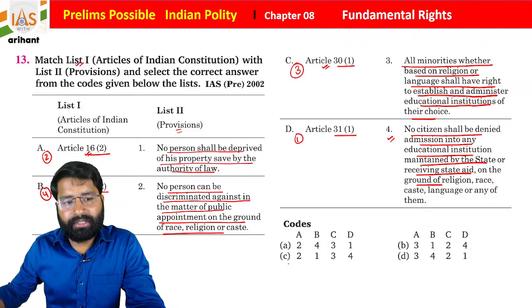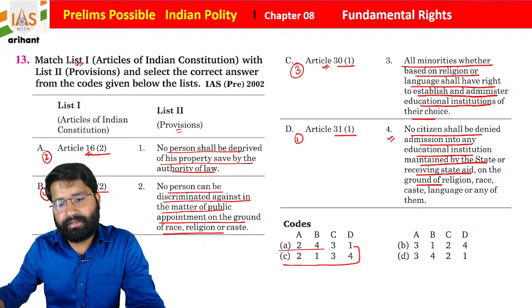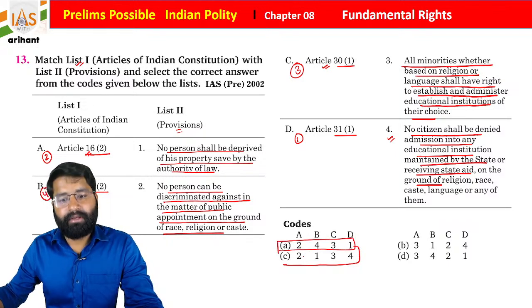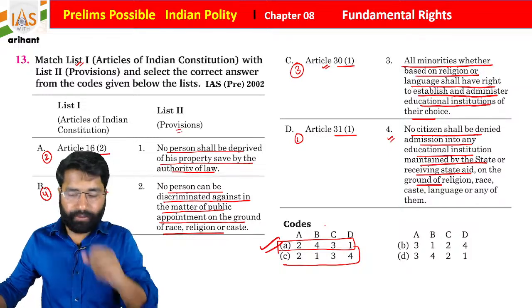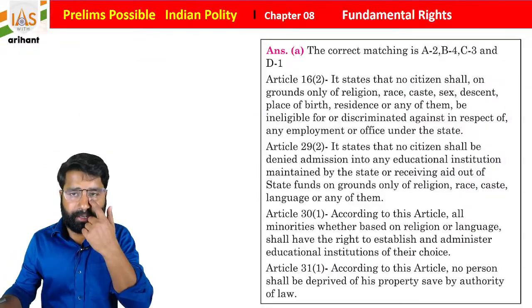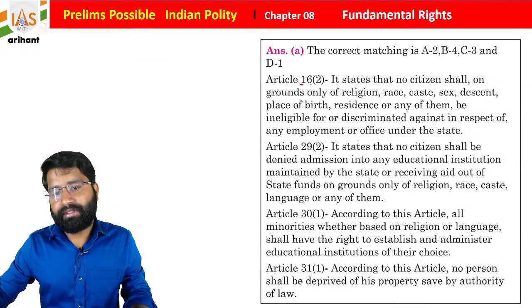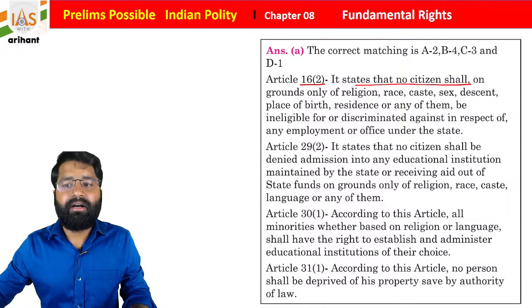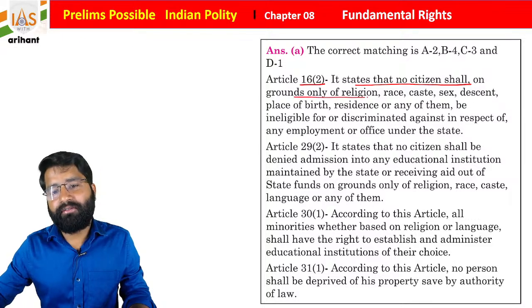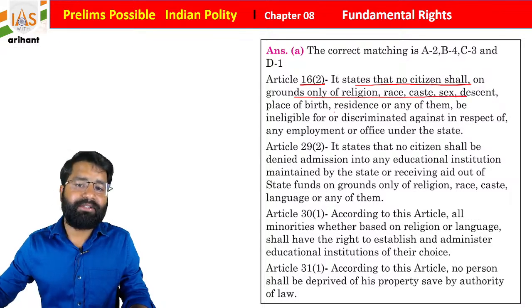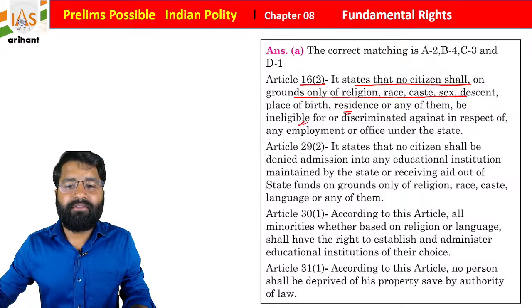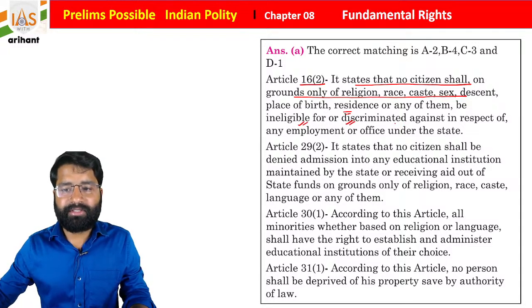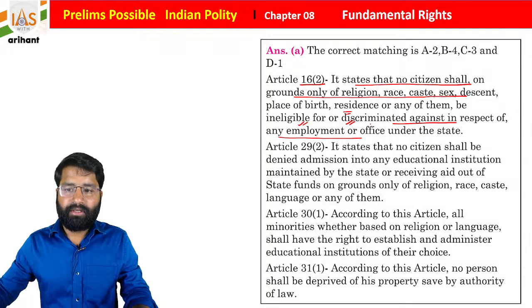So if you go with the correct one, what you find, students, is that statement A is going to be right. Okay, everyone, the explanation part we have already added. Article 16 clause 2 mentions that no citizen shall, on the ground only of religion, race, caste, sex, place of birth, residence or any of them, be ineligible or discriminated against in respect of any employment or office under the state.